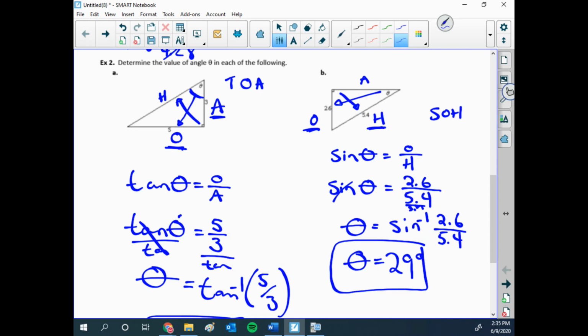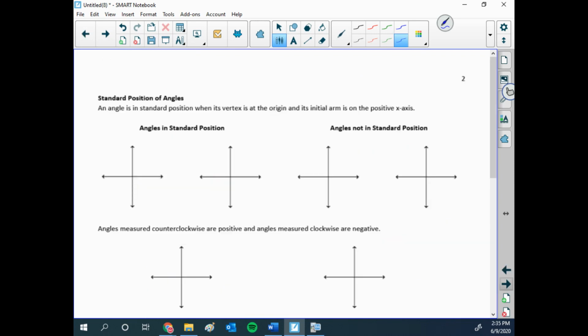All right, all of that should be reviewed from Math 10. Let's go look at a little bit of information that you're going to need to be successful next year in 30-1. First thing here is talking about angles in standard position. So an angle is in standard position when its vertex is at the origin and its initial arm is on the positive x-axis.